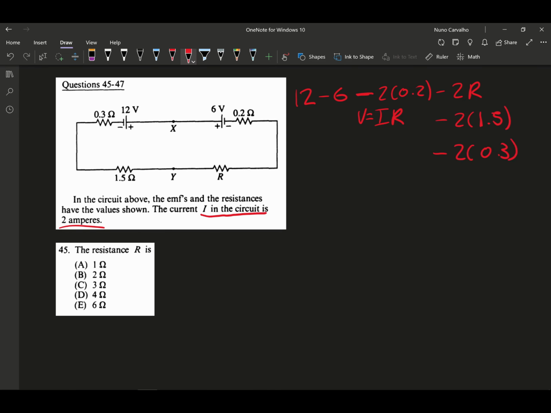And we can simplify this a bit, but what you'll essentially end up getting at the end is something that looks like this when you simplify everything. So 2 is equal to 2R, which tells you that R here is just going to equal 1, and that's in ohms when you solve for that equation right there. So the answer is A.